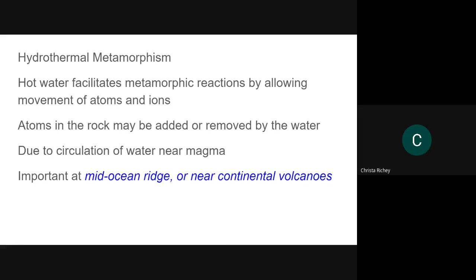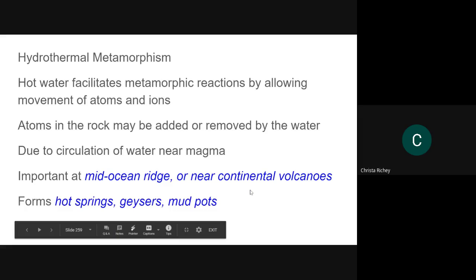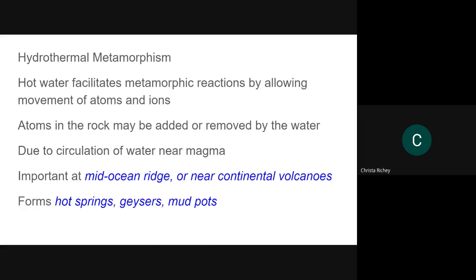This happens at your oceanic ridges. These things form hot springs, geysers, mud pots. If you've ever been to Yellowstone, that's why all that activity is there, specifically because of this. I showed some of the images yesterday. One of them, the one on the left, had to do with Mammoth, the limestone formations in the northeast portion of the park. Your magma is just like boiling water in a pot, but it's underground. It causes circulation, which pushes the water through the rock.